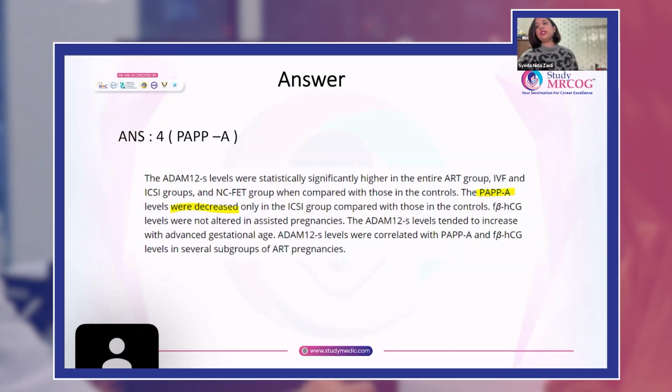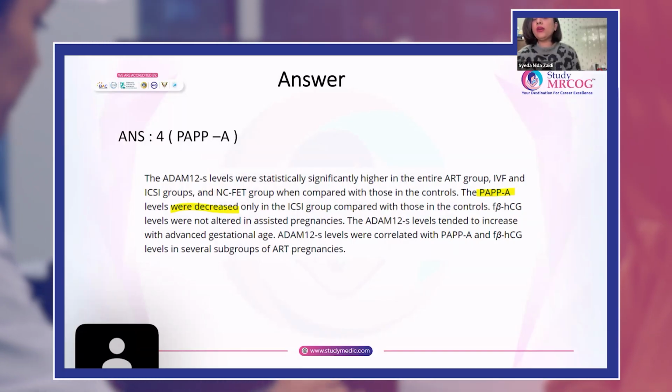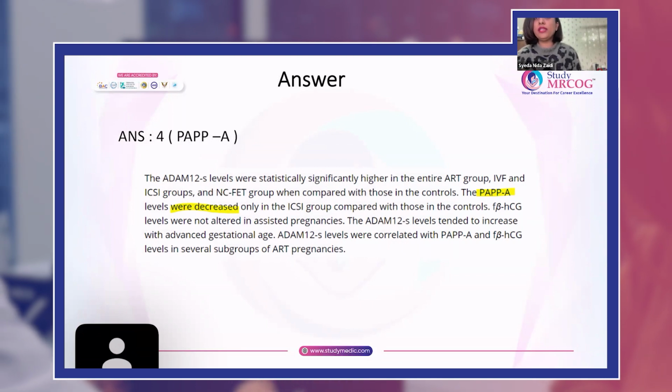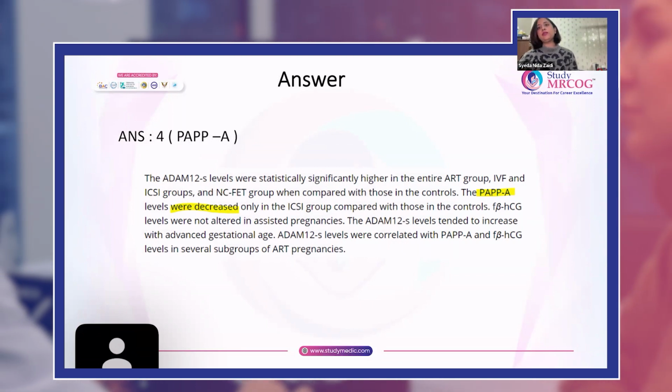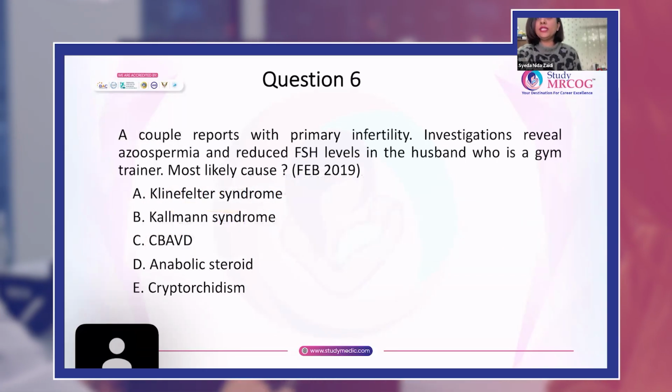Now, the same question can show up in a way that if a patient gets pregnant by ART, what will be the false positive level in this case? So in that case, the answer will be beta-HCG. I'm sure that cleared some points.